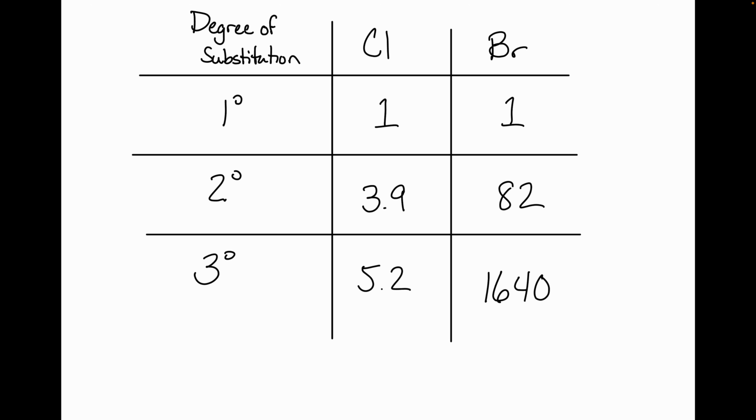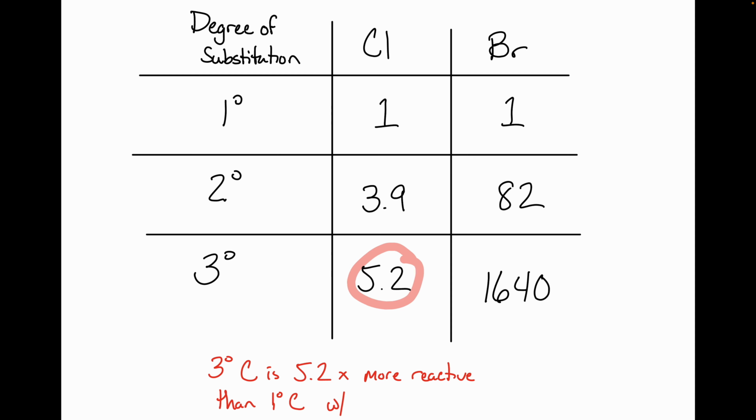All right, so again, what does this value tell you here? For example, this means that a tertiary carbon is 5.2 times more reactive than a primary carbon when reacted with a chlorine radical. All right, we'll figure out how to use these values here in a second.